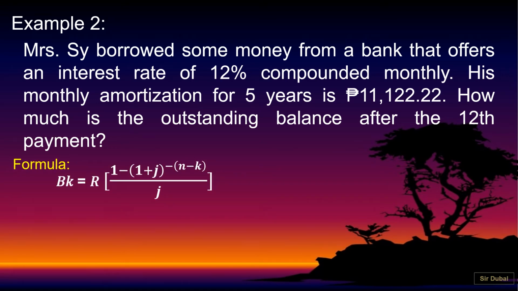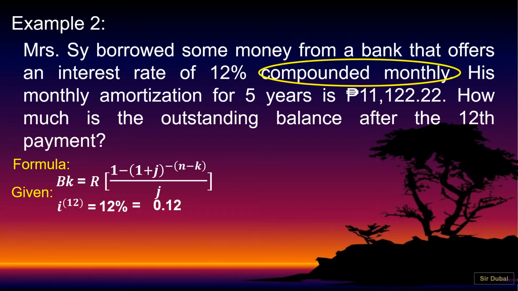Since we already have that formula, the next step is to look for the given. Looking back at our problem, we have that 12%, which is our annual rate of interest, or in other words, our nominal rate. In symbol, that is i to the power of m. Since it is monthly, that's why there is 12 there, and that is equal to 12%. In decimal, that is 0.12.